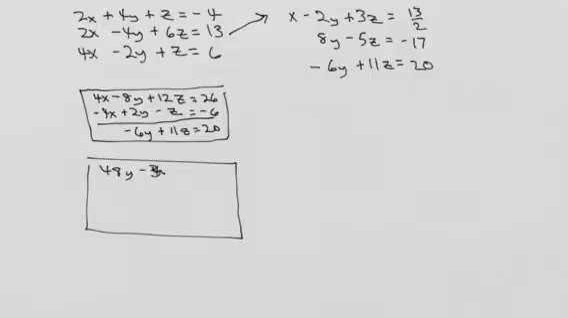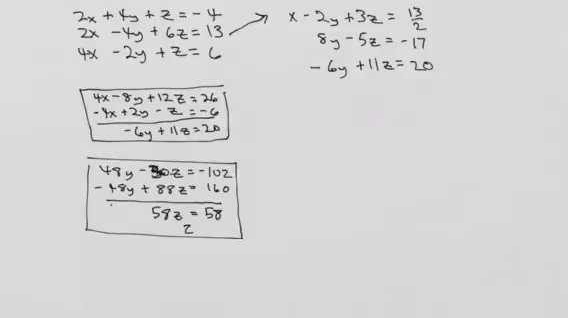Oops. Minus 30z equals negative 102. 8 times the third equation over on the right, negative 48y plus 88z equals, and this is times 8, so that's going to be 20 times 8 is 160. Now I'm going to add. The y's go away. We get 58z equals 58, and that looks nice. So z equals 1.